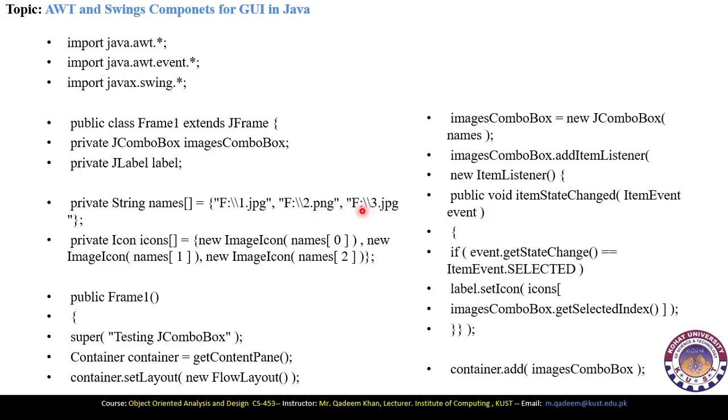Similarly 3.jpg. These are all stored in the app directory. So here we have just an array of strings of the names, and there are 3 strings here. Then we have private icons. Here we have defined the icons because these icons will be loaded into this JComboBox. So here we have the array of icons, new ImageIcon(names[0]).